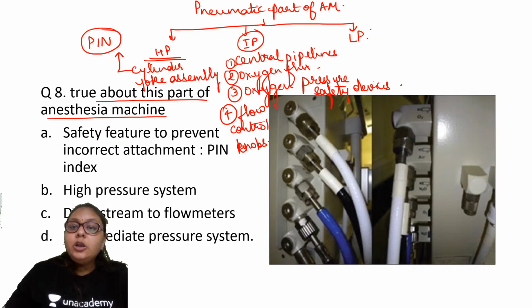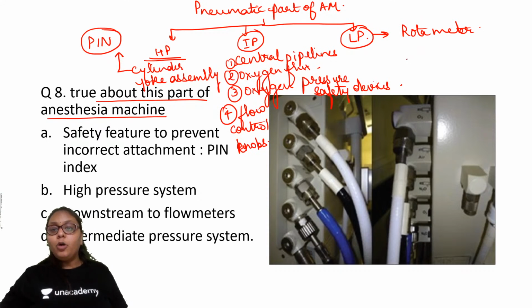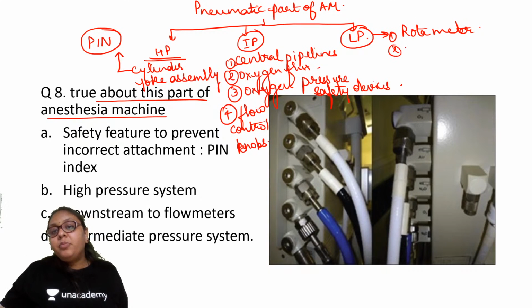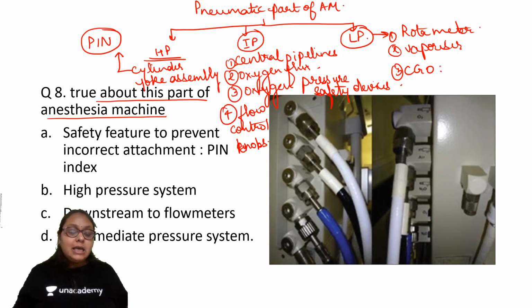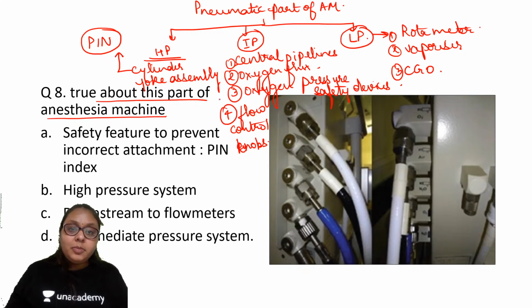In the low pressure system, what we have is the rotameter, that is the Thorpe's tube and the bobbin, then vaporizers and the common gas outlet. So these are the parts of the low pressure system. Okay, so that much we know now. The central pipelines form a part of the intermediate pressure system.